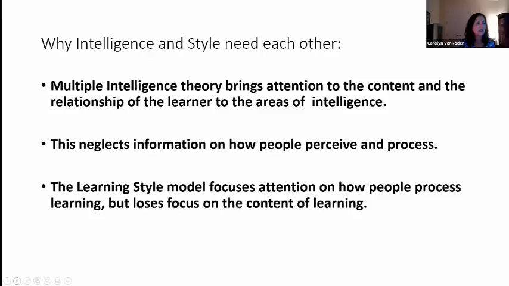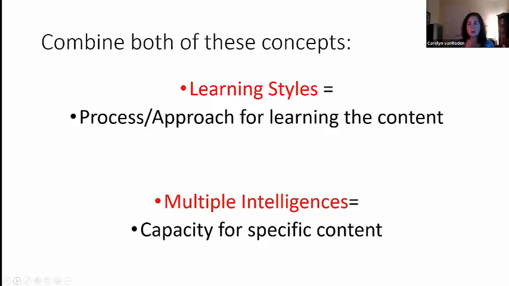So a learning style focuses on how our students, or how anybody, processes the information, but it loses focus of the content of the information. So the 2 of these need to be married together. You need to look at multiple intelligence and learning styles, not just one or the other. And so I always say that having a combination of your learning styles, this is how our students process the information. Some of you are, Dr. Willis is a visual learner.